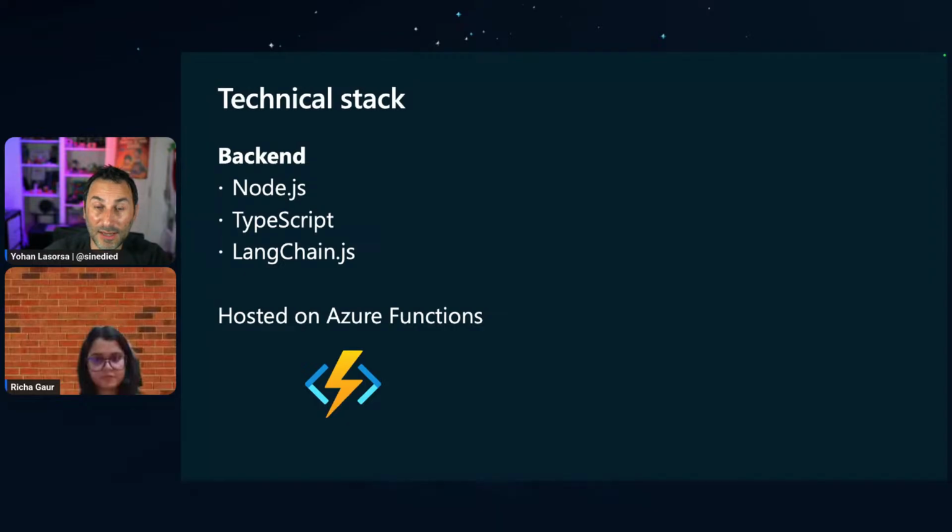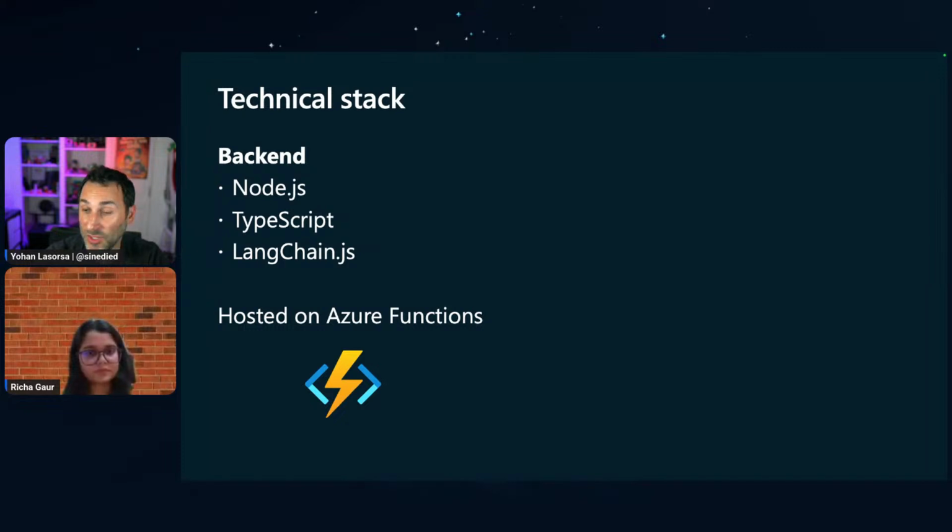Now for the technical stack, our backend is built with Node.js. All our source code is using TypeScript, and for our AI orchestrator, we're using LangChain.js. LangChain.js is an open source framework, so it's free to use, and it's very easy to use both local components and cloud components, and compare providers if you want to.